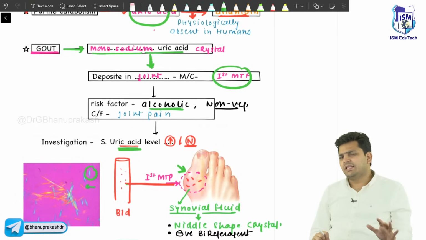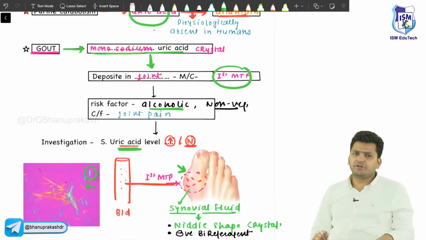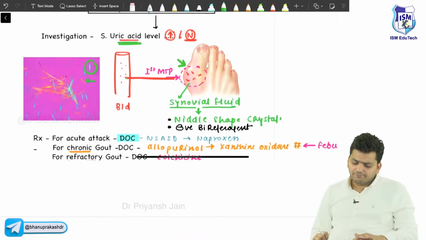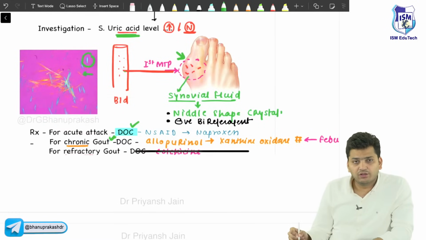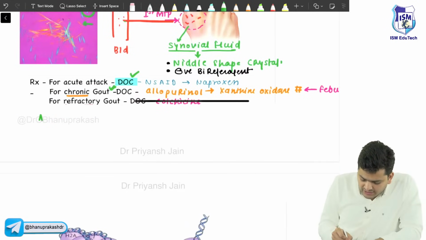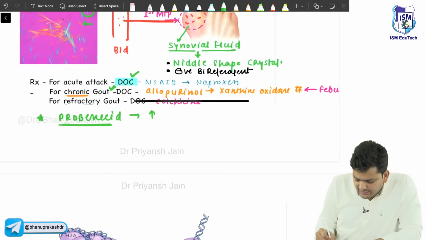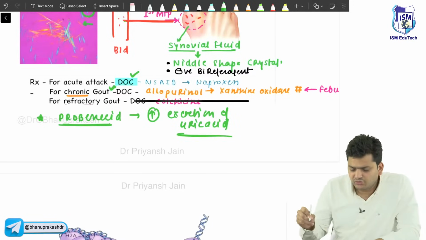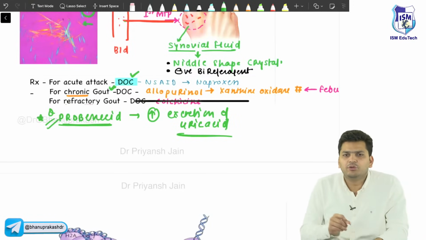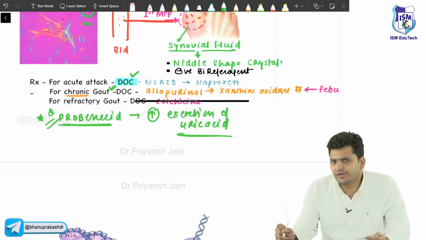Most of the time, when they ask a question on gout, they are going to ask about the treatment. Last time there was also a question, I will tell you that. If they ask the drug of choice for an acute attack, NSAIDs. If they ask the chronic gout drug of choice, allopurinol. And the question that was asked was how probenecid works. Probenecid increases the excretion of uric acid. So basically, it's a uricosuric drug. Probenecid is a uricosuric drug. So this is how we are going to treat gout.